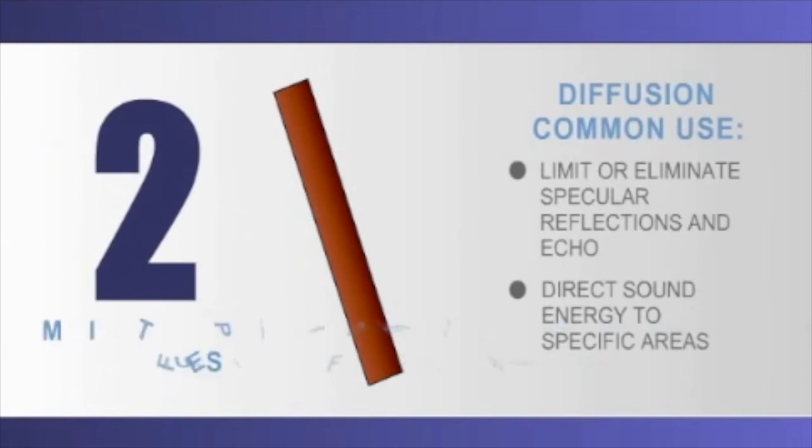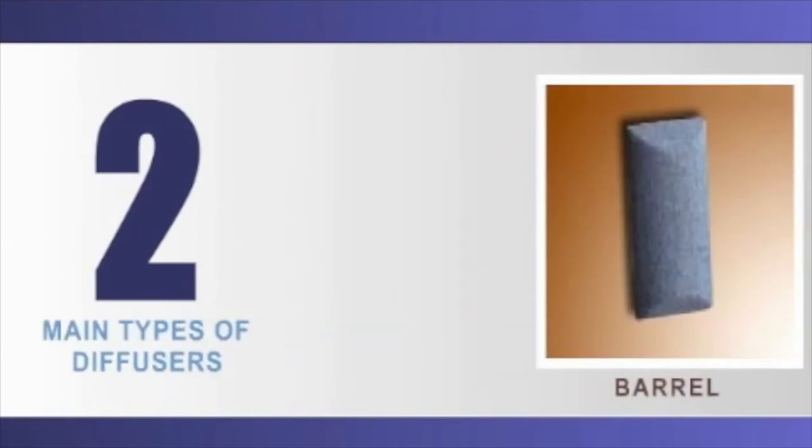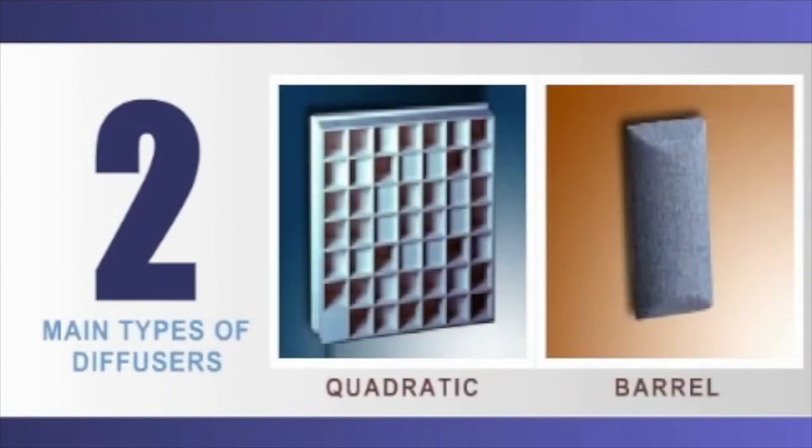The two main types of diffusers are the barrel diffuser and the quadratic diffuser. Both types of diffusers work equally well in their specific applications.